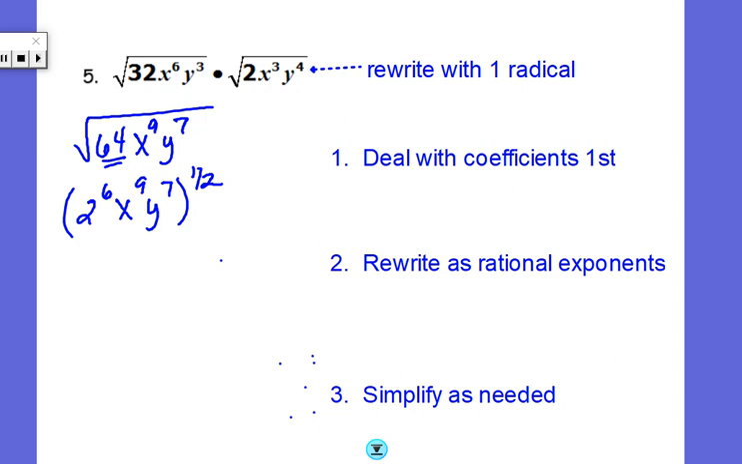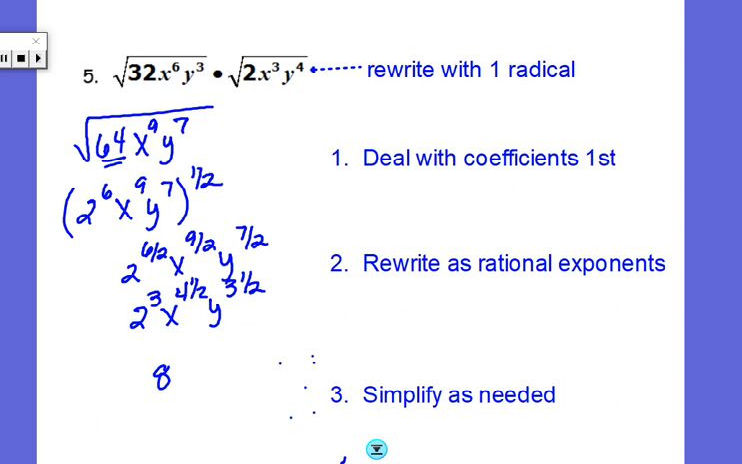All right, apply my properties of exponents. I'm going to get 2 to the 6 halves, x to the 9 halves, y to the 7 halves. All right, let's change it back into a radical. So what am I getting? 6 halves is 3. I'm going to think about 9 halves as a mixed number of 4.5, and 7 halves is 3.5. So when I write this back, 2 to the third is 8. I get x to the 4th on the outside, y to the 3rd on the outside, and then underneath my square root, I have x to the 1st, y to the 1st. So that's my final answer.